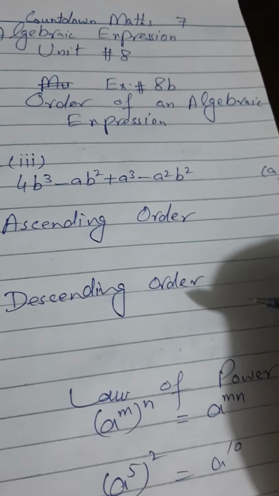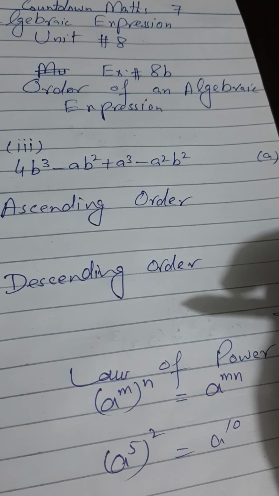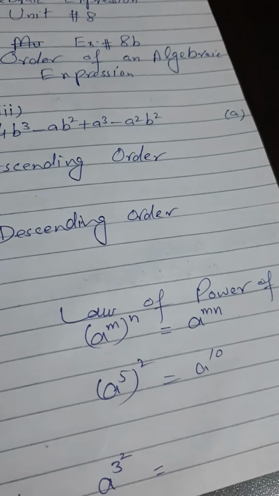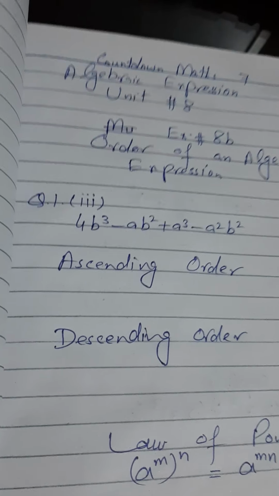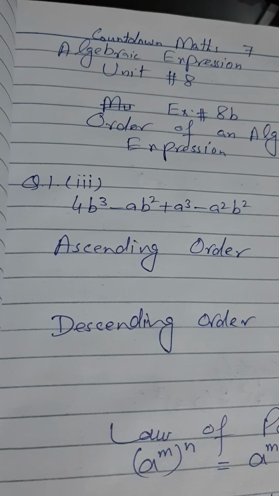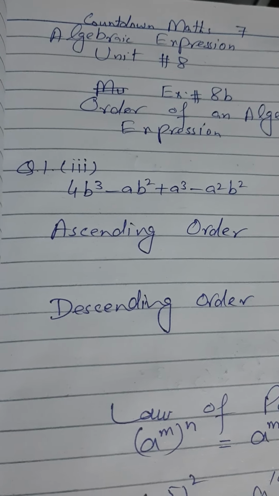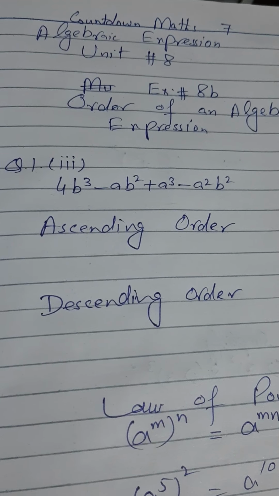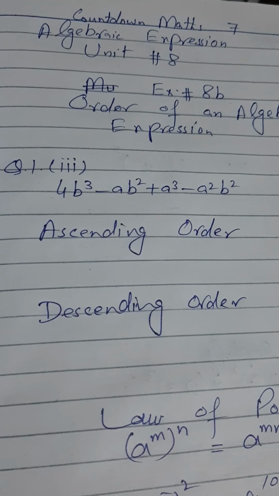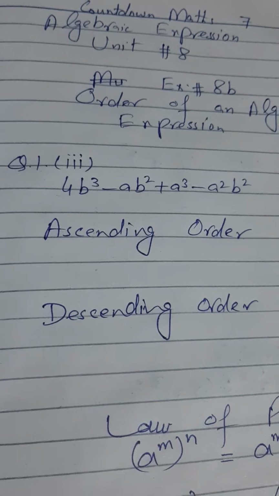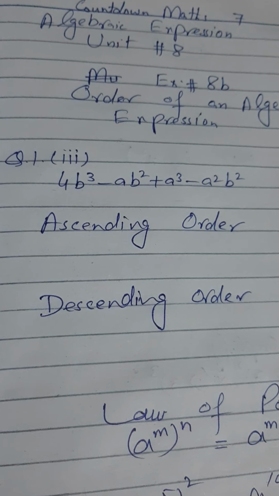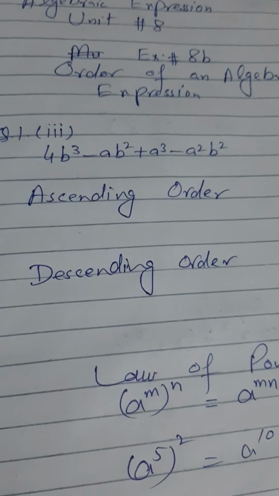Question number 1 has four parts, and they have given two questions with the same variable, and in two questions there are more than one variables. In one question x and y, and in one question a and b. So they have given according to which variable we have to arrange.